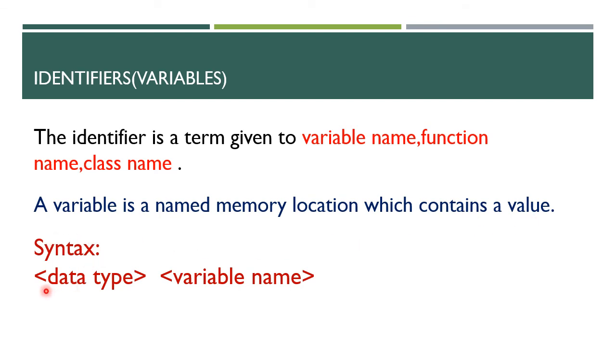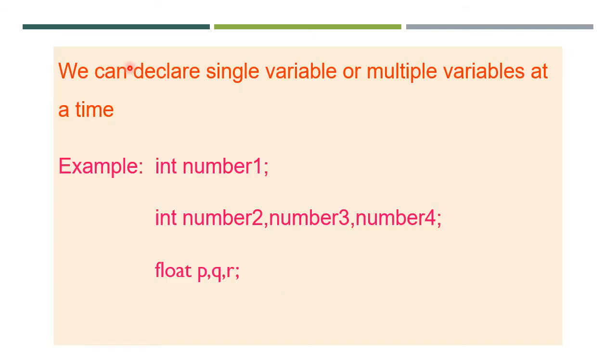If you want to declare a variable in your program, you have to write the data type followed by some space and then followed by the variable name. Let us see with an example. We can declare a single variable or multiple variables at a time. In the first example, I have declared number 1 as a variable of type integer. I declared only one variable.